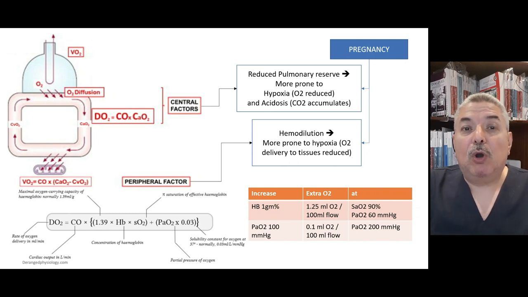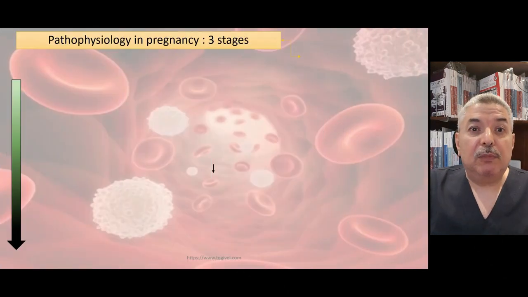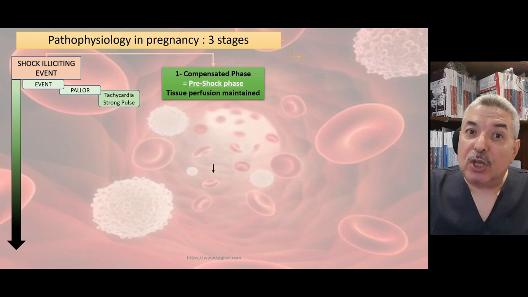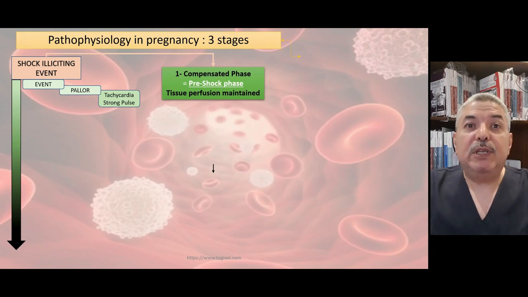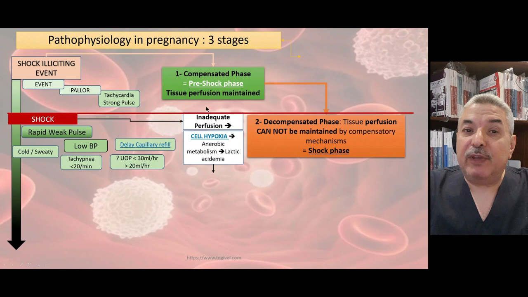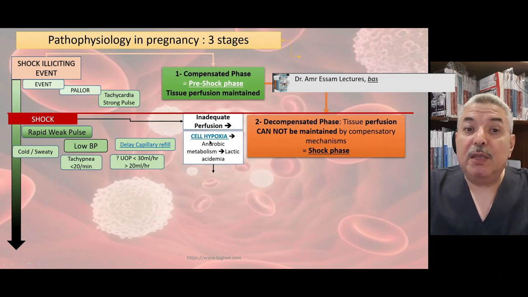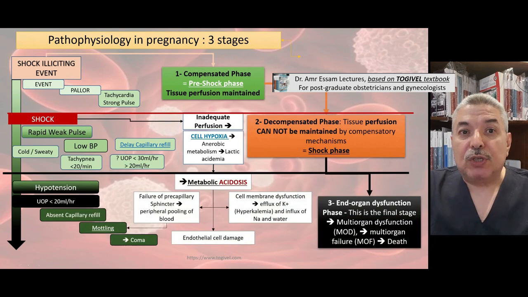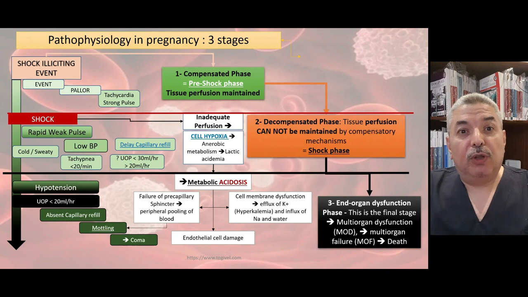So going into labor without recruiting a sufficient army of hemoglobin and RBCs means that you are depriving the woman of the pre-shock phase. The pre-shock phase is a phase where there is no tissue hypoxia, and there is just a shock enlisting event, and the woman is fighting, and she can stay in this phase a while before going into hypoxia and inadequate tissue perfusion. And she can stay here a while before she goes into the acidosis. And acidosis means end organ dysfunction.